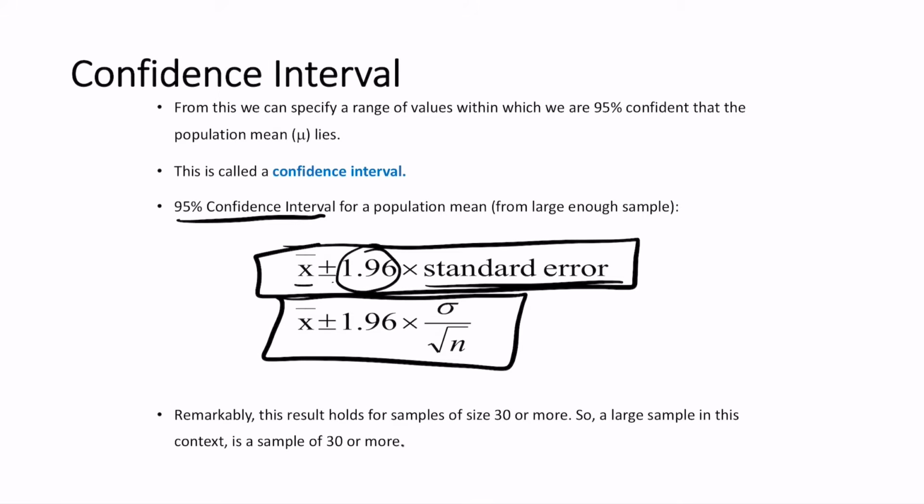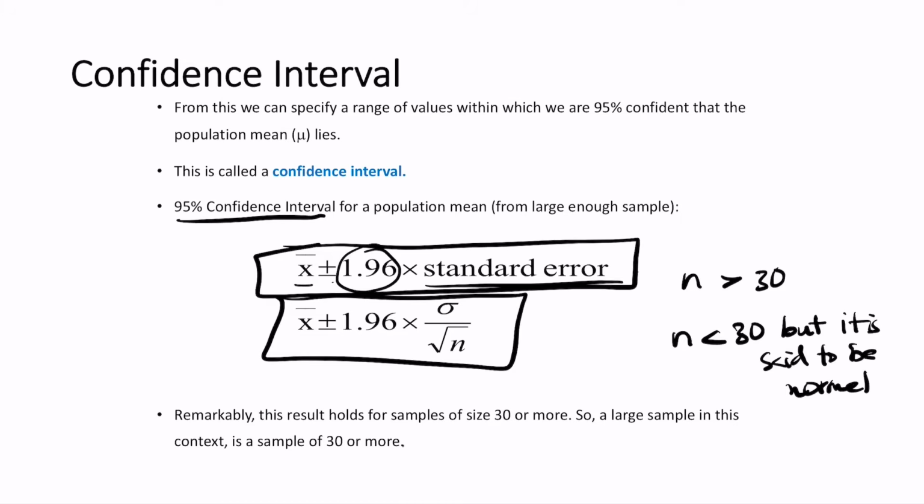Now this is good when you have a sample size greater than 30, or if it is less than 30 but it is said to be normal. So these are the only two conditions under which you are going to use this formula. One is if n is greater than 30, and number two is when n is less than 30 but it is said in the question that it is approximately normal or normally distributed.